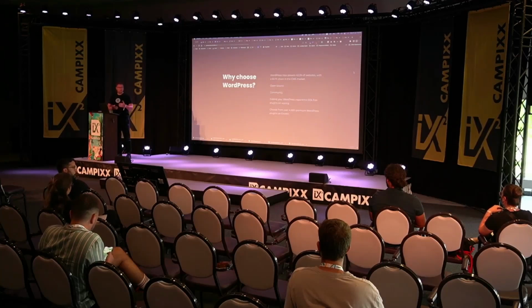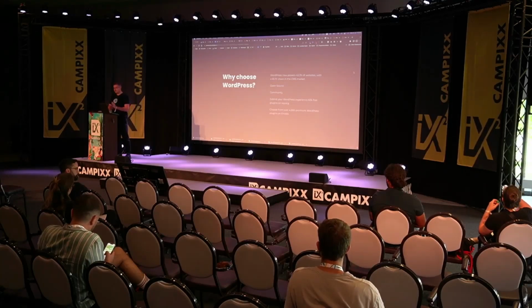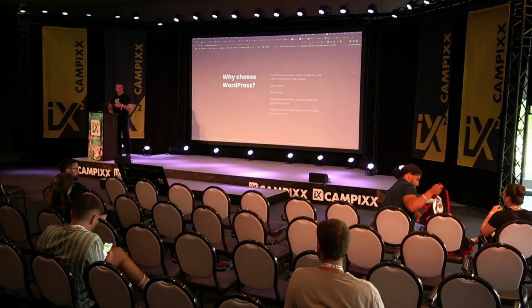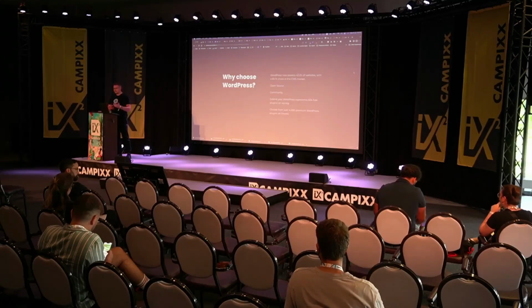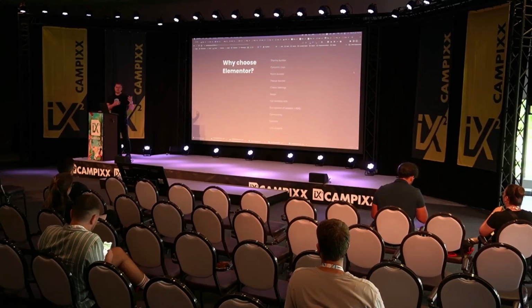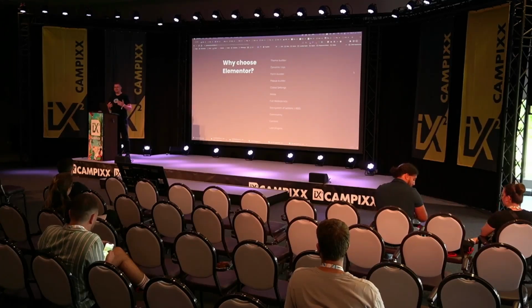You can also easily extend your WordPress experience with 60,000 free plugins on the official WordPress.org repository, and you can also choose one of the many premium plugins. The best example of that is Envato. So Elementor is a page builder, a plugin for WordPress. And it's the number one most popular page builder for WordPress with 11 million active installs.